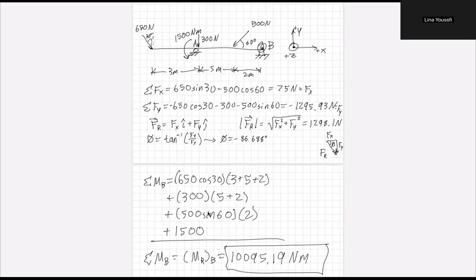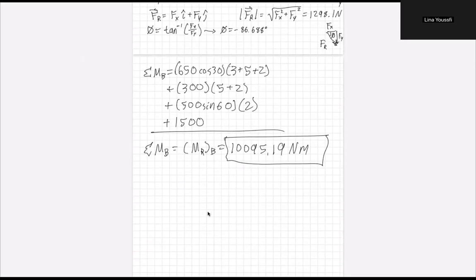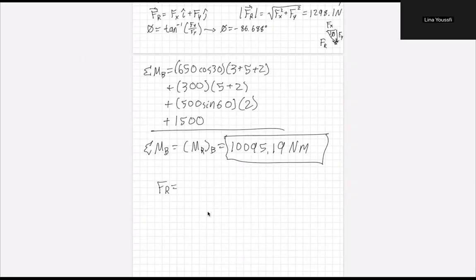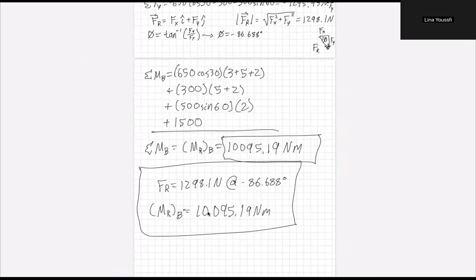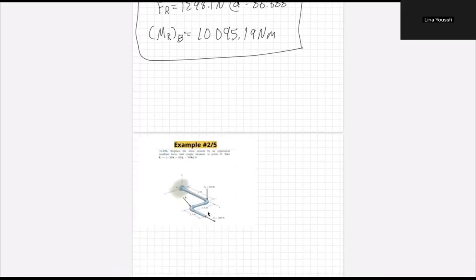All right. So for our final answers, we can write FR equals 1298.1 newtons at an angle of negative 86.688. And then our resultant moment at B is 10,095.19 Newton meters. All right.